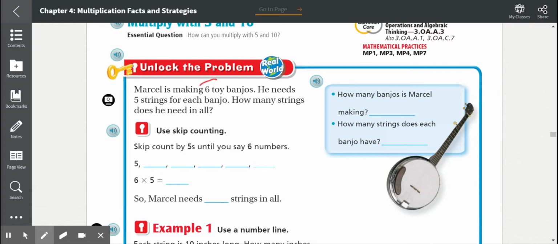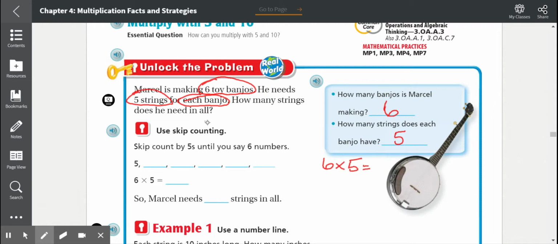Marcel is making 6 toy banjos. So how many banjos is Marcel making? 6. He needs 5 strings for each banjo. How many strings does each banjo have? 5. So that's 6 groups of 5. So if we were to write that as a multiplication sentence, it would be 6 times 5.